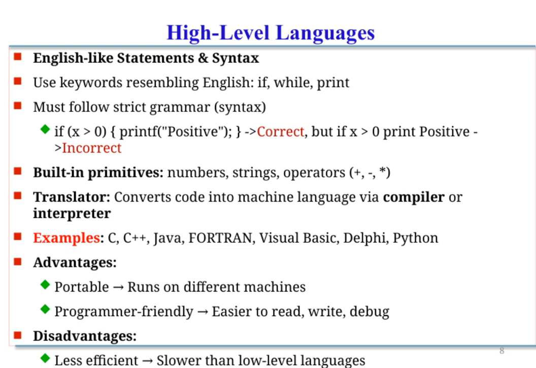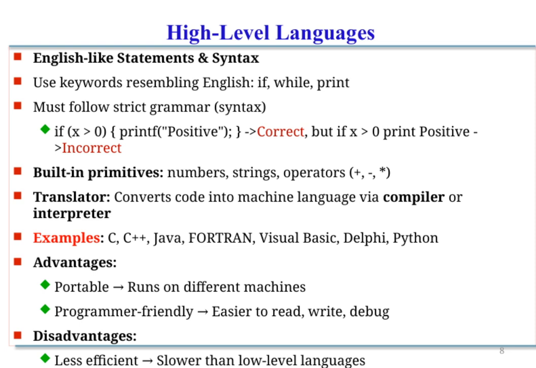There are some clear advantages to using high-level languages. They are portable, meaning the same code can run on different machines with minimal changes. They are also more programmer-friendly, making code easier to read, write, and debug. Of course, there are some disadvantages too. High-level languages tend to be less efficient. They run slower than low-level languages because of the extra translation step. Plus, they always require a compiler or interpreter to translate the code before execution.